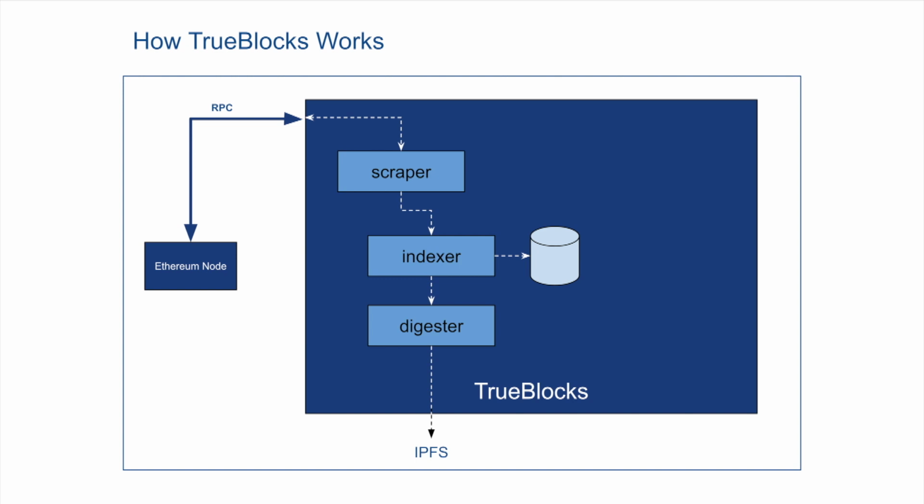Unlike most other scrapers, our scraper only indexes addresses. We don't extract the entire database. We leave it on the Ethereum node until we need it. This is why TrueBlocks works on a local machine, because we've actually created the minimal possible database.